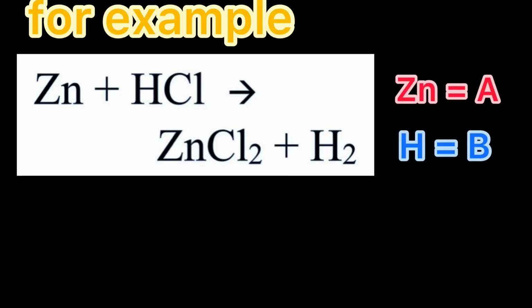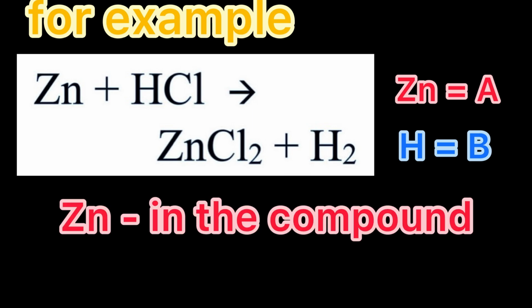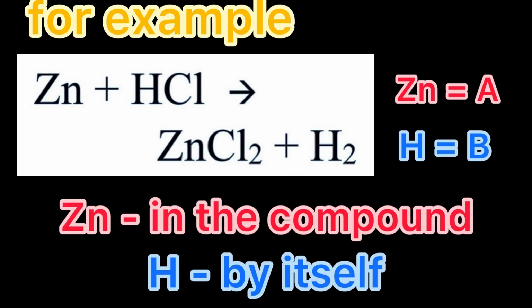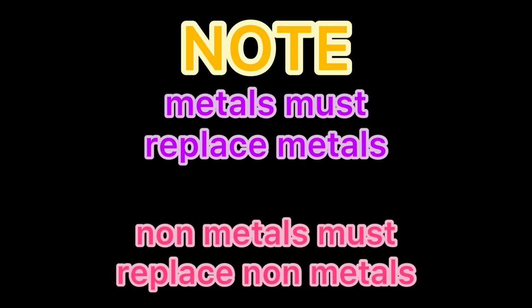For example, in the equation zinc plus hydrochloric acid, the zinc, which is the lone element, replaces hydrogen to form zinc chloride and hydrogen. So now the zinc is in the compound while the hydrogen atom is by itself. It's important to note that metals can only be replaced by other metals, while non-metals can only be replaced by other non-metals.